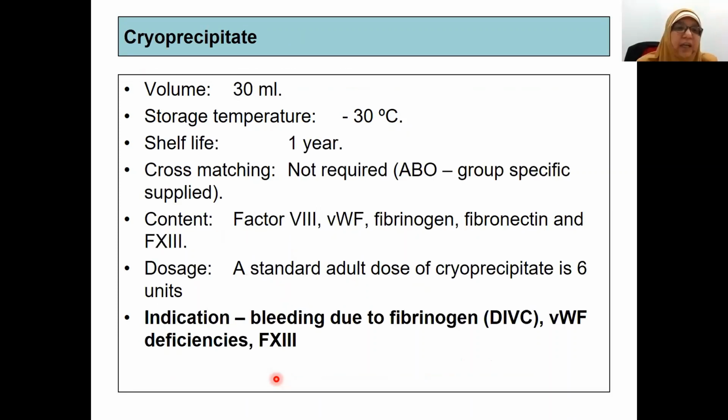The same with cryoprecipitate, but cryoprecipitate is actually made from the FFP, and what you will get is concentrated factor 8, von Willebrand's factor, fibrinogen, fibronectin, and factor 13. Of course, it's commonly used in DIC patients when the fibrinogen is generally less than 1 gram. Also in von Willebrand's disease, because we don't have von Willebrand's factor concentrate, or in factor 13 deficiency, but not for factor 8 anymore.